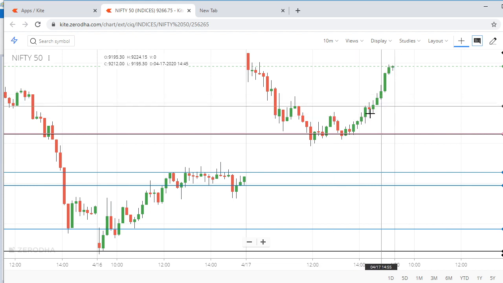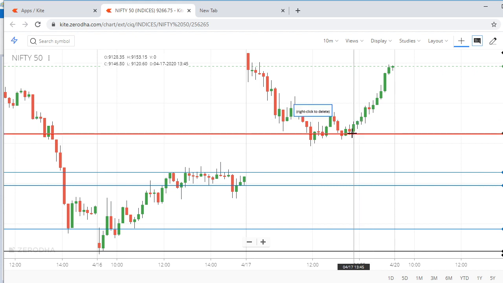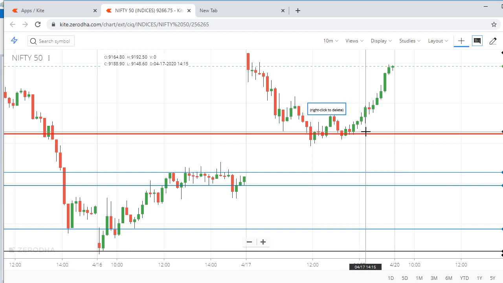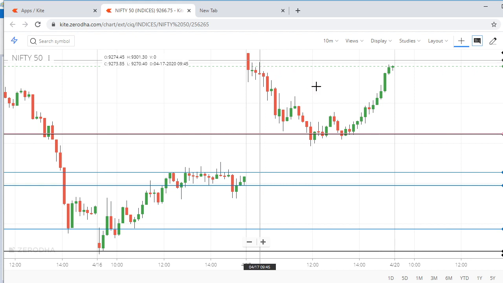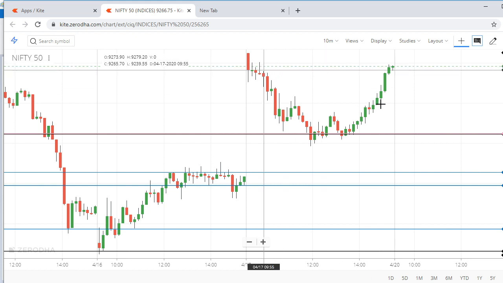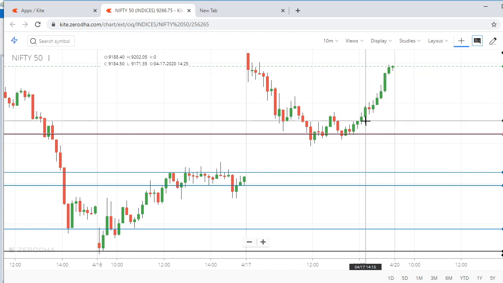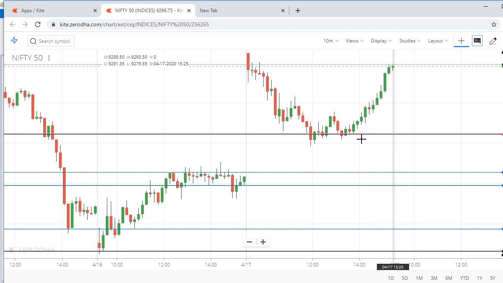This is a good entry here. If someone wants to take an entry, this is a good entry with the stop loss here. 9166 is the entry, and 9123 to 9130 is the SL. So hardly 40 points SL for a target of 60 points, 80 points. What is the level? 9160, 9170. So 9170 to 9300, almost 130 points. Look at this, 30 point SL, 40 point SL, and 130 points target.